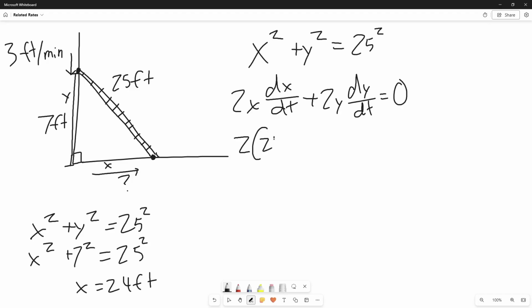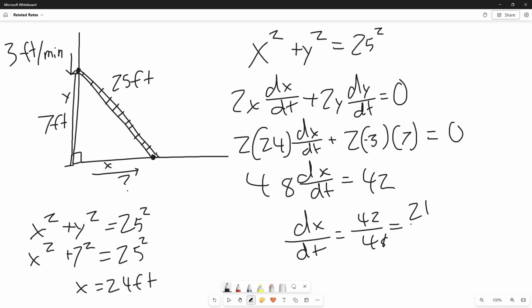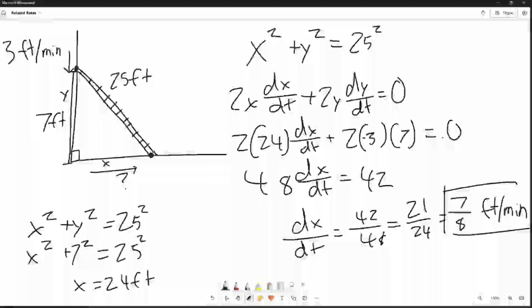So we get 2 times 24 dx over dt plus 2 times -3 times 7 is equal to 0. 48 dx over dt, or this should be -3, sorry, is equal to 2 times 3 times 7, which is 6 times 7, which is 42. So dx over dt equals 42 over 48, which is 21 over 24, which is 7 over 8 feet per minute. And that's our answer.